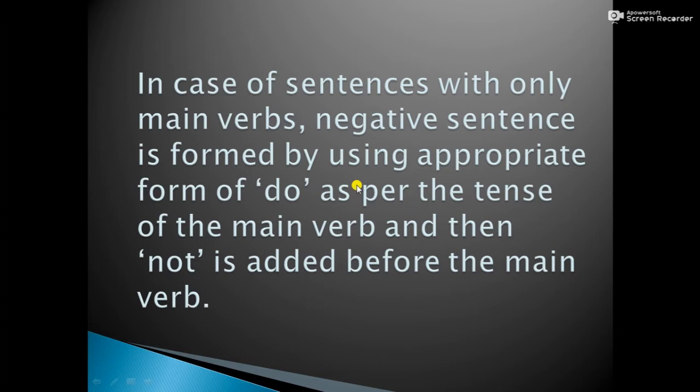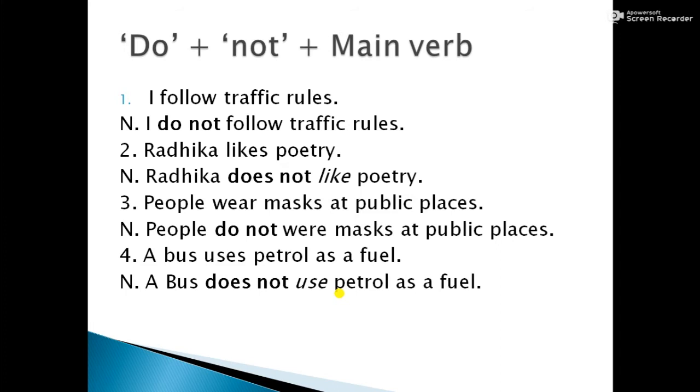So, using the appropriate form of do as per the tense of the main verb, and then not is added before the main verb. I think by this example you must have understood how to change a positive sentence with only main verbs into a negative sentence. So the formula is simple. Do plus not plus main verb. Obviously, the appropriate form of do.